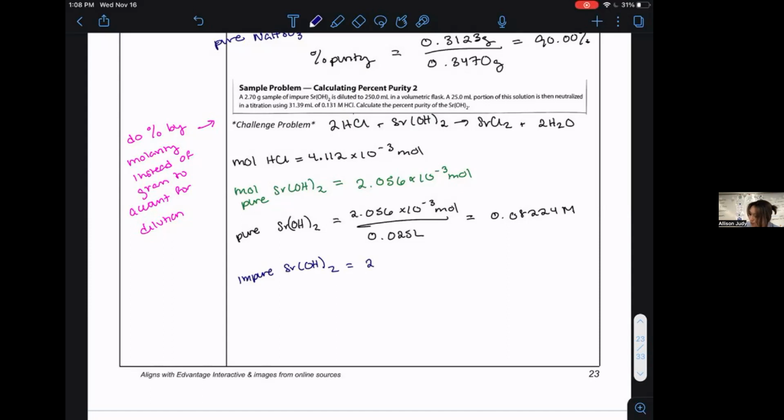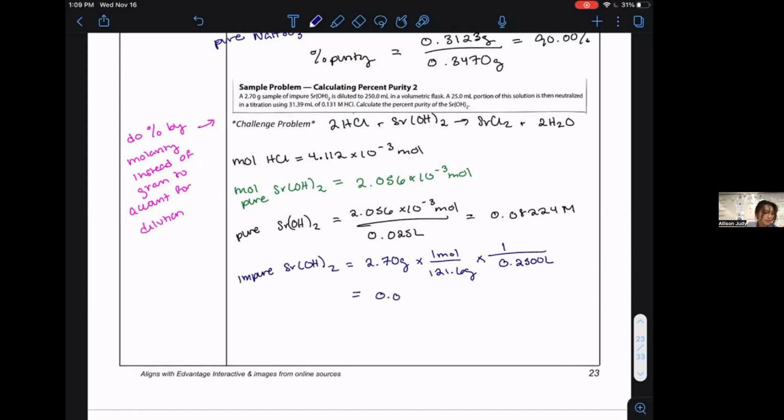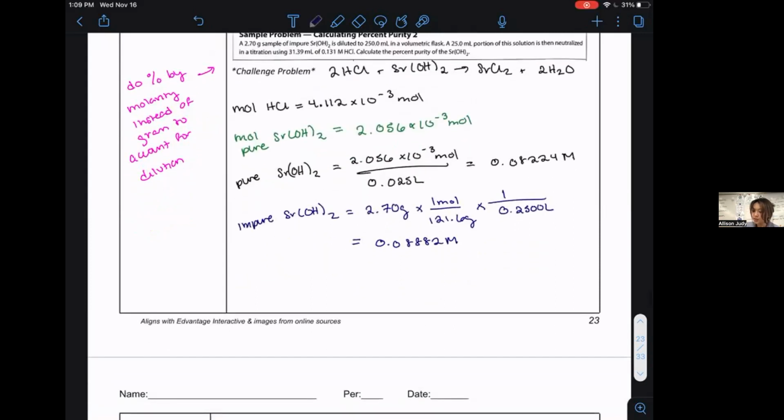So then I do 2.70 grams divided by the molar mass, 121.6 grams per mole. And then I divide it essentially by the dilution volume, which was 0.2500 liters. And I get my impure molarity to be 0.08882 molarity.